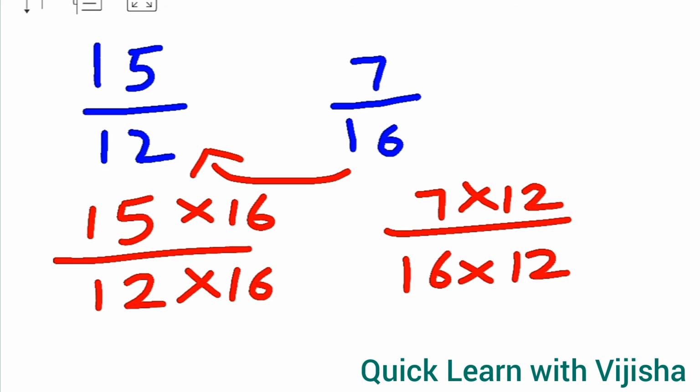Now no need to multiply fully. We can make a quick assumption. If you multiply 15 by 16, it will be a greater number compared to multiplying 7 by 12. Understanding, children? So 15 by 16 will be the greater answer you will be getting. So this side fraction will be the greater one. This way you can quickly solve the sums. We'll see the 8th sum.